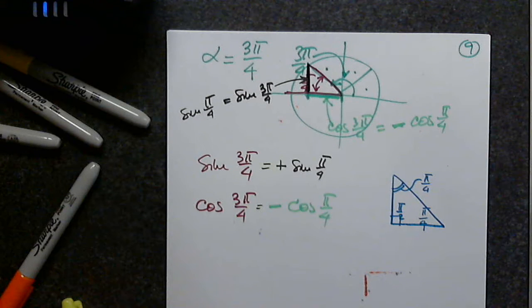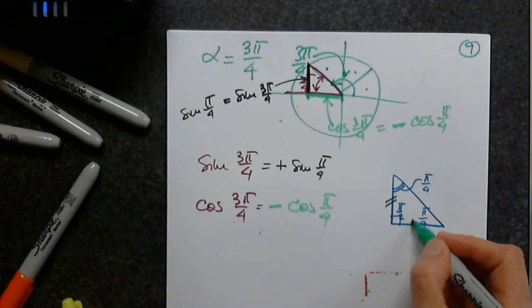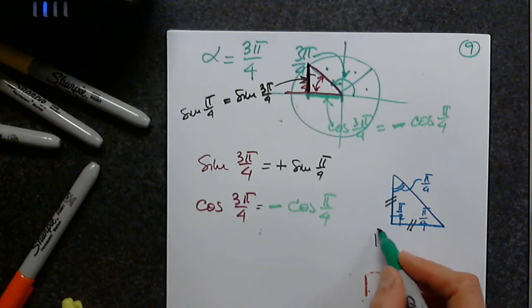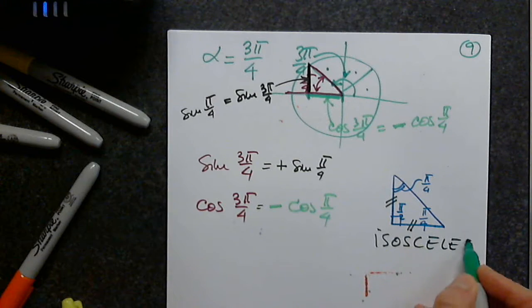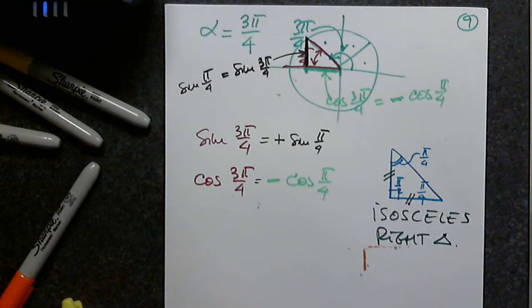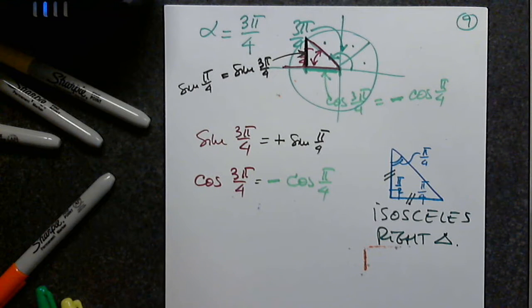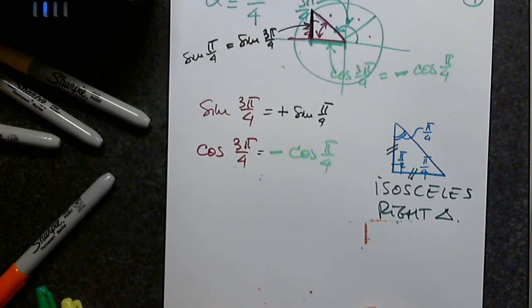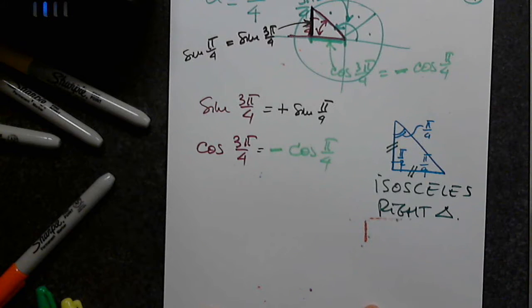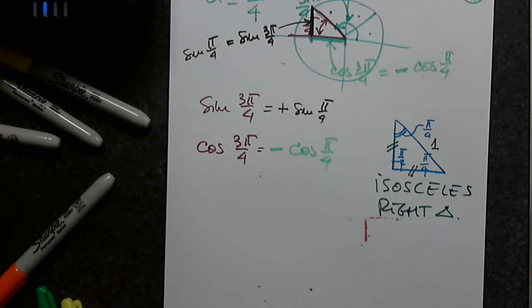But what is it called? If these two angles are the same, these two sides have to be the same. So it's called an isosceles right triangle. The hypotenuse is 1 because we are still in the unit circle.